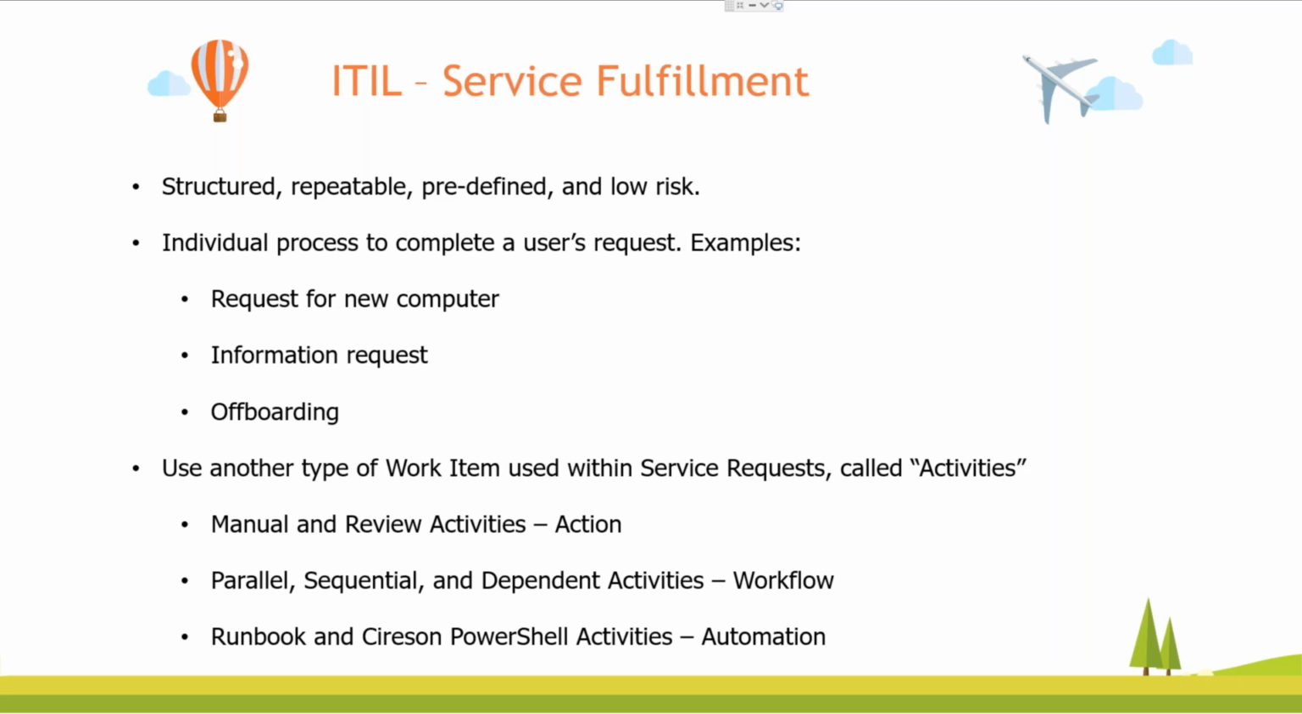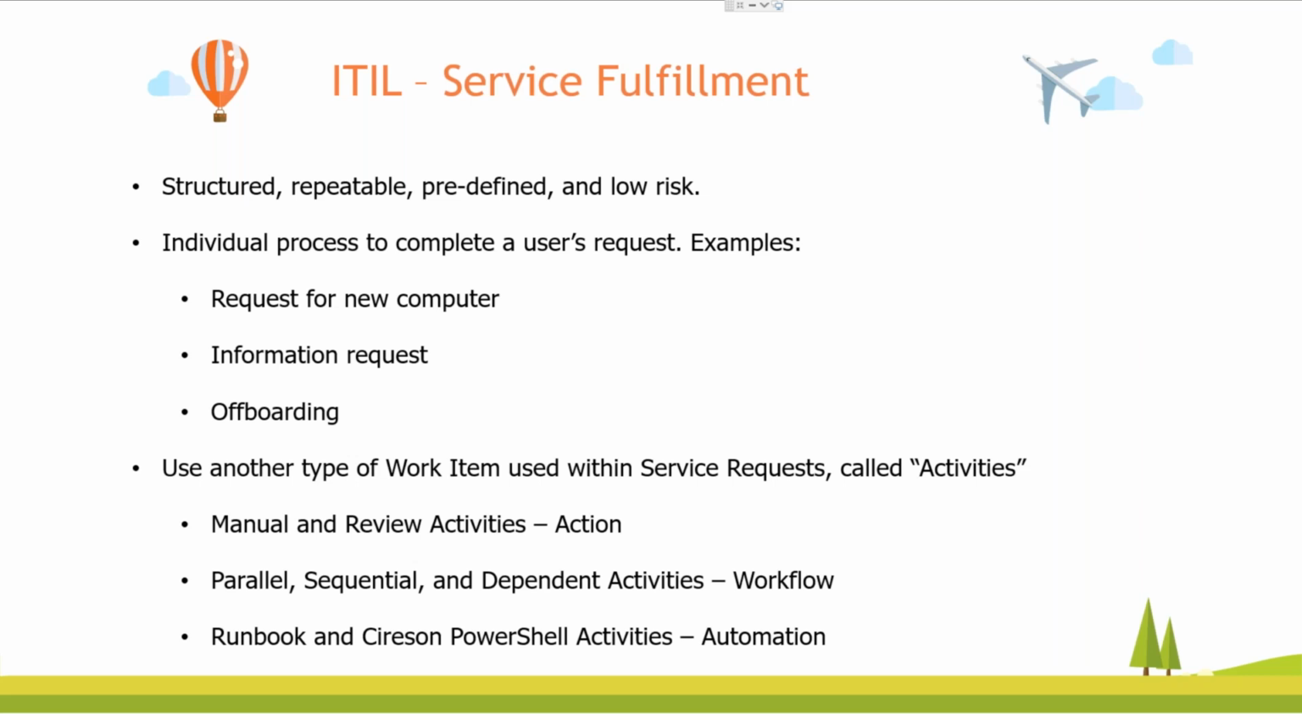There are 3 types of activities within Service Manager. There's a manual and a review activity, and we group these together as actions, things that actually need to be done. A manual activity is just go away and do something, get this task done. A review activity is where someone needs to make a decision, to review if something is going to happen or not. So those are what we call our action activities.